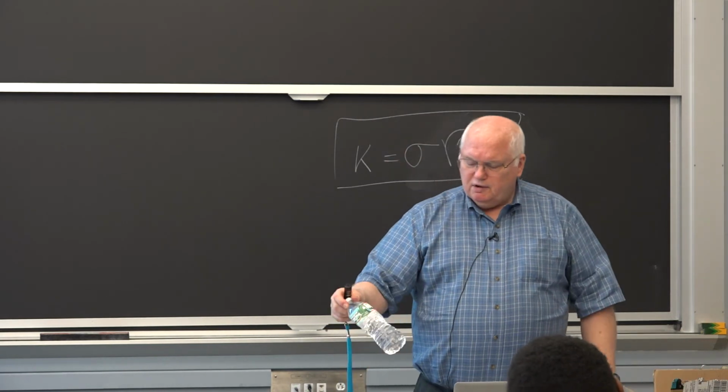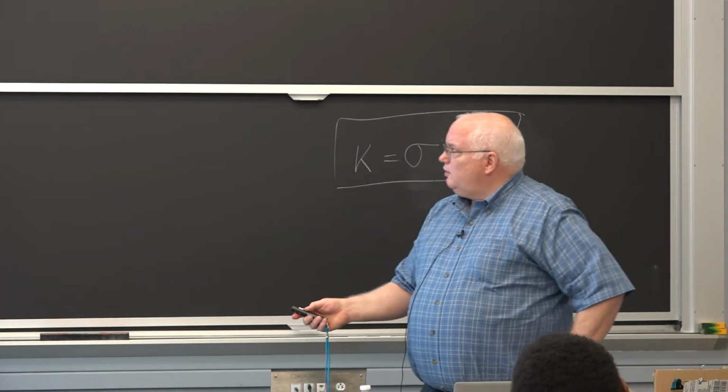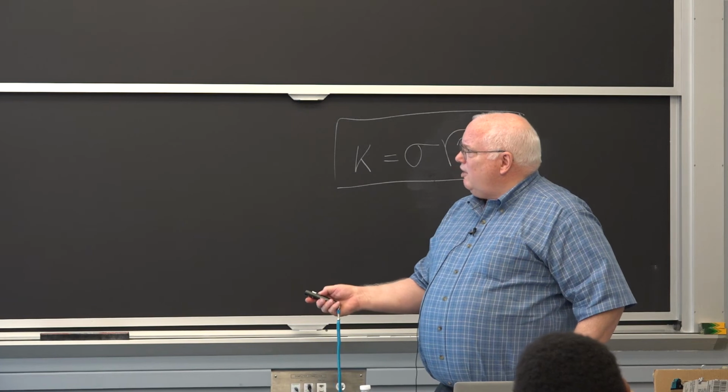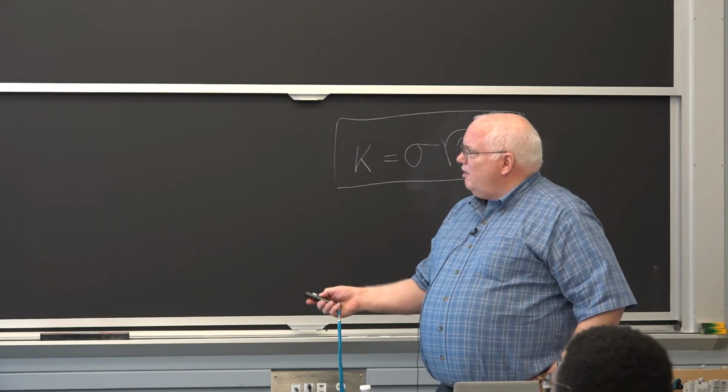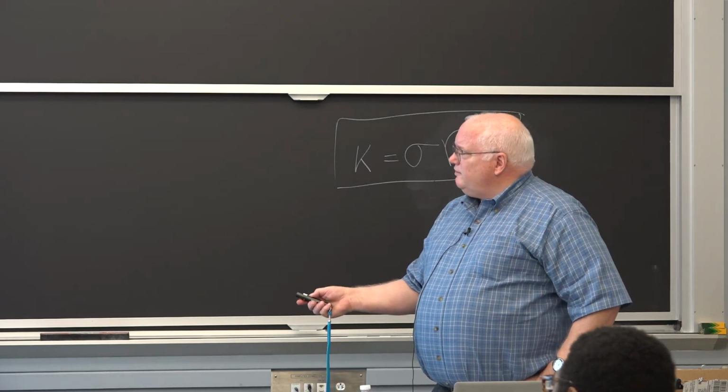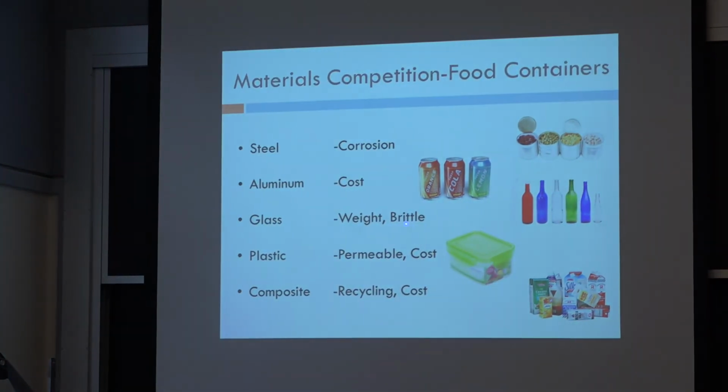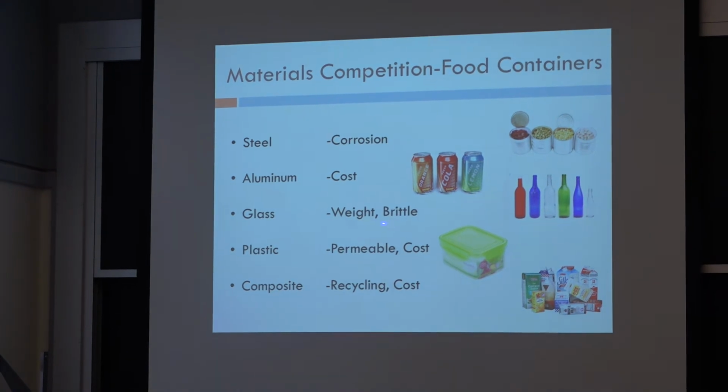And they make them thinner and thinner to get away from cost. You notice I didn't have cost up here. The two that don't have a cost disadvantage, okay, because these are the disadvantages, are steel and glass. Glass, one of the problems is weight.